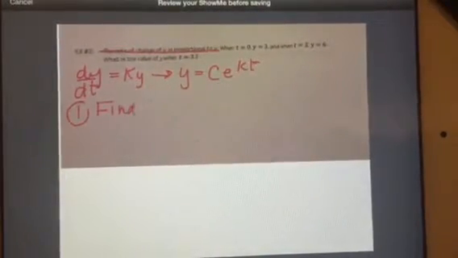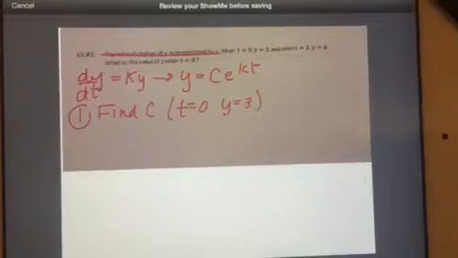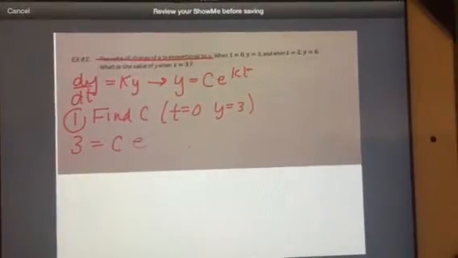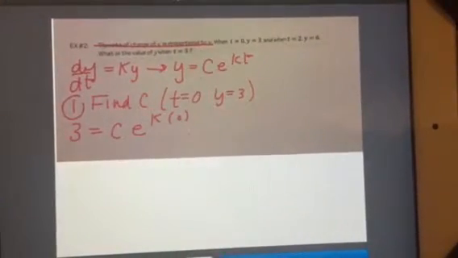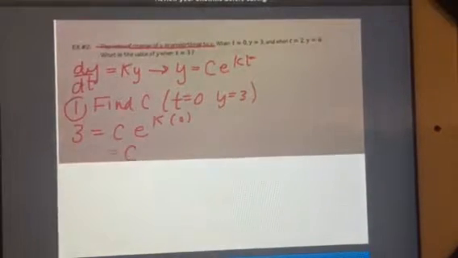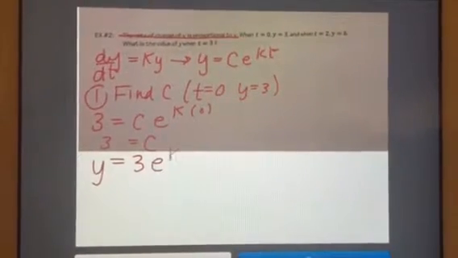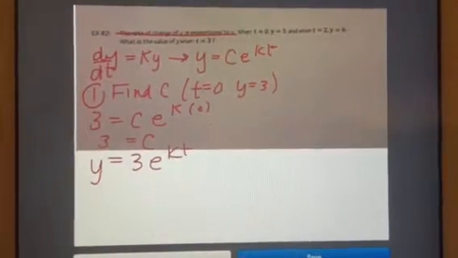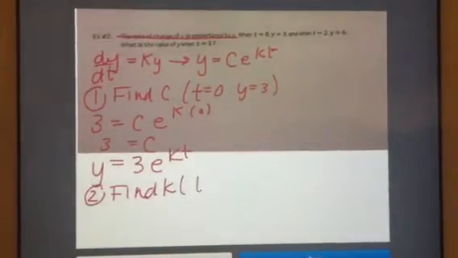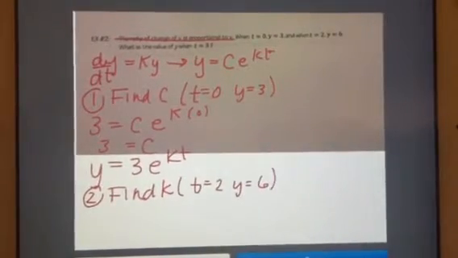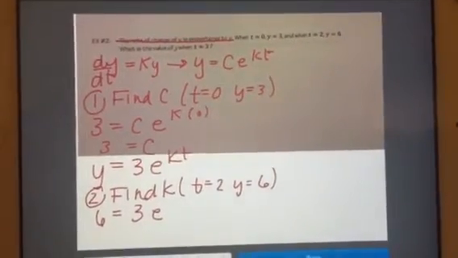So let's find c using t is equal to 0, y is equal to 3. So 3 equals ce to the k times 0. k times 0 is 0. Anything to the 0 power is 1. So c is equal to 3. So our equation becomes y equals 3e to the kt. Well, now we have to find the value of k using t equals 2, y equals 6. So 6 equals 3e to the 2k.